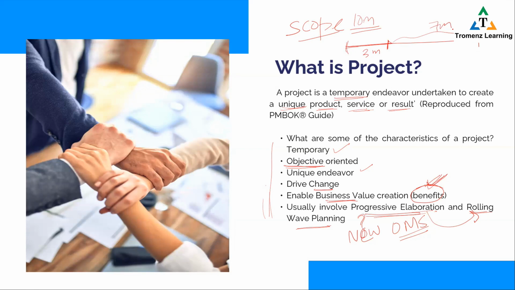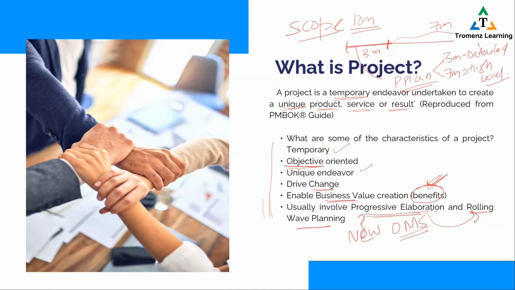So what does rolling wave planning do? You put up a project plan pretty early, right at the beginning of the project. But note, in my project plan, the first 3 months are planned to a detail level. But the remaining 7 months is planned only at a high level. It's not planned to a detail level.